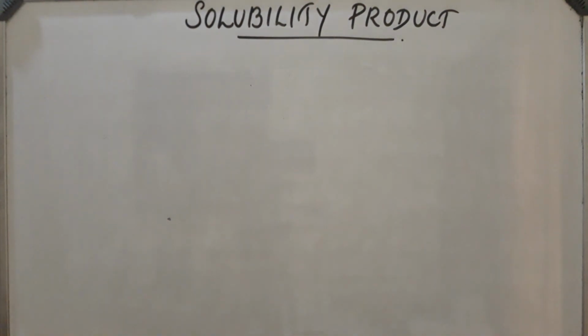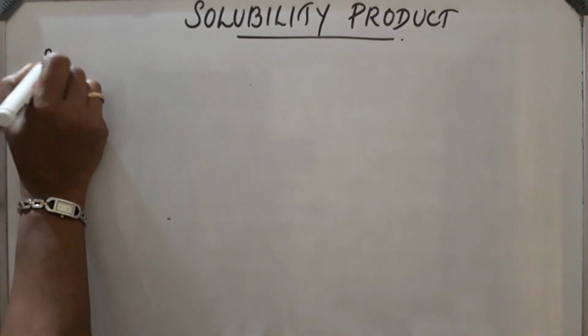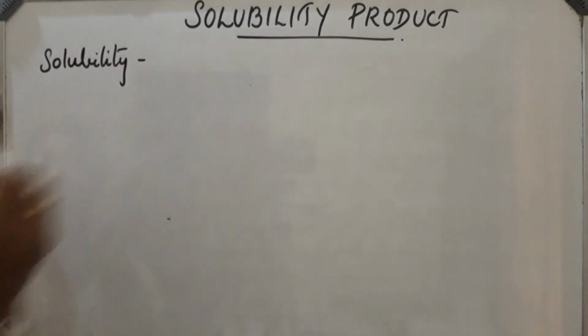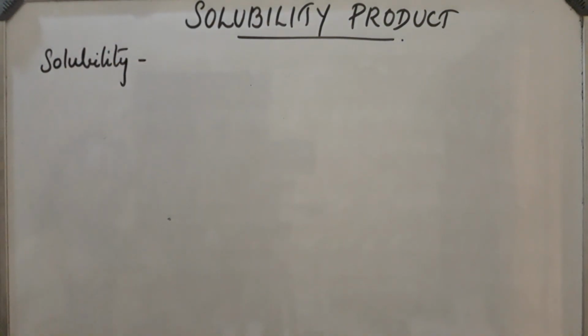Good morning. Today we are discussing solubility product. So, what is solubility? Solubility is the degree to which a substance dissolves in a solvent to make a solution.